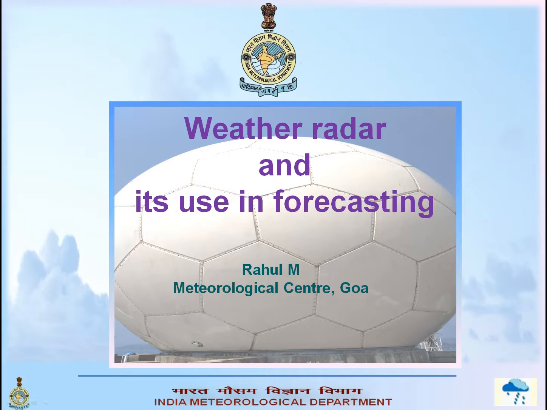The size of the Doppler weather radar antenna installed at Meteorological Center Goa is around 8.5 meters in diameter, and this radome is around 11.5 meters in diameter. This is made of a special material, fiber reinforced plastic, which has very little radio frequency absorption. So this is about the structure that you must be already familiar with, but not quite sure what it is.